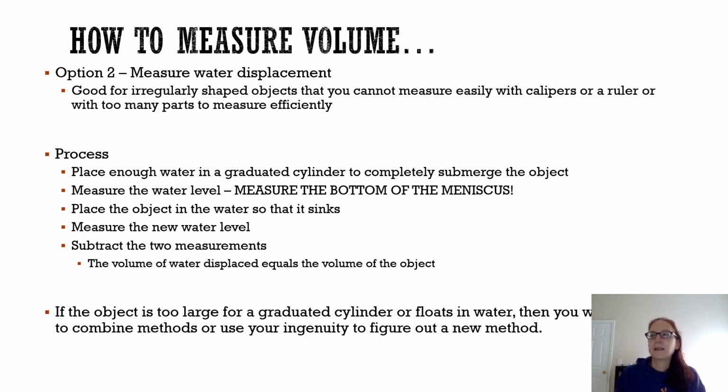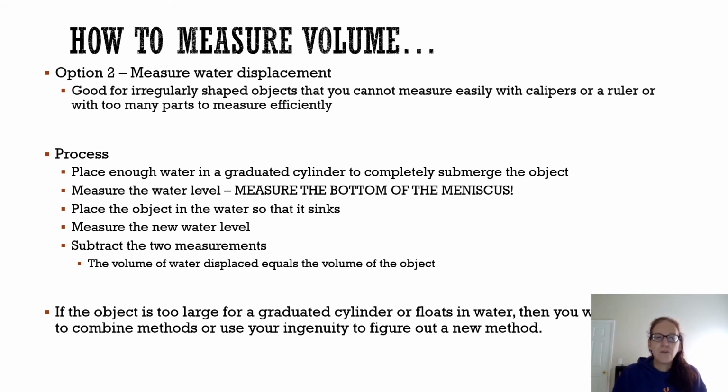So there would be, say, a chess piece that is shaped like something weird, and you're not going to get a good measurement on that. Or it has too many parts to measure efficiently. So maybe it is made up of a bunch of rectangular prisms, but there are just so many of them that it would be inefficient to get all of the measurements to calculate the volume with the formula. So here's the process.